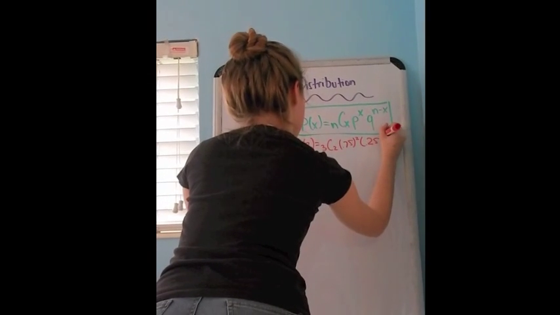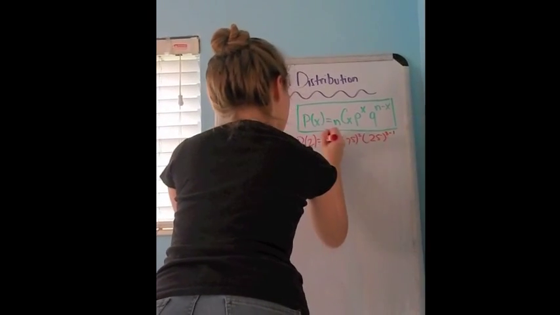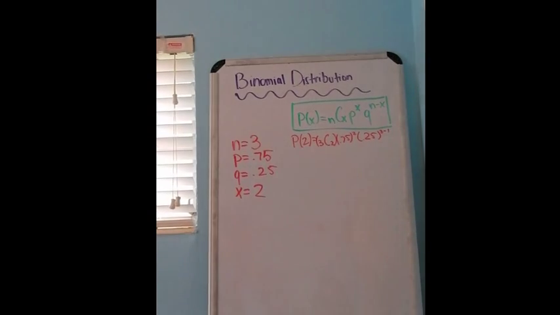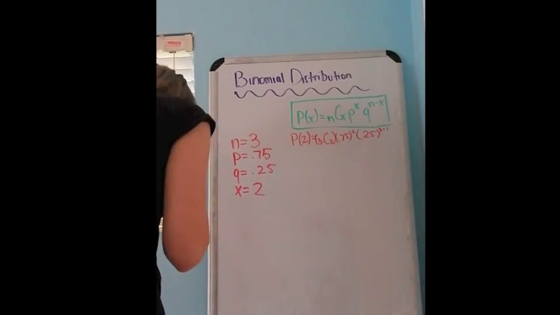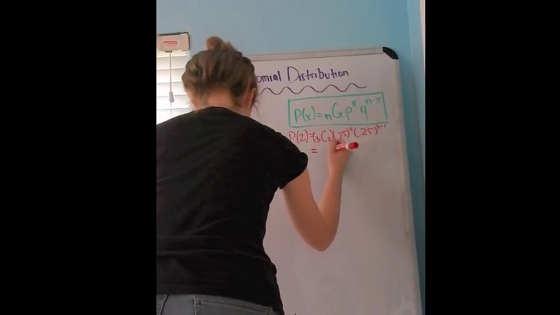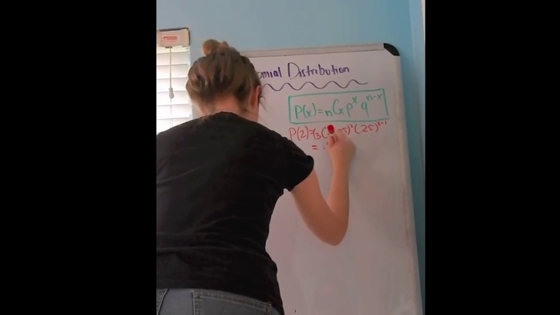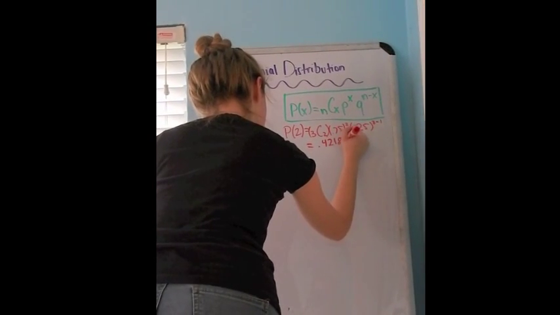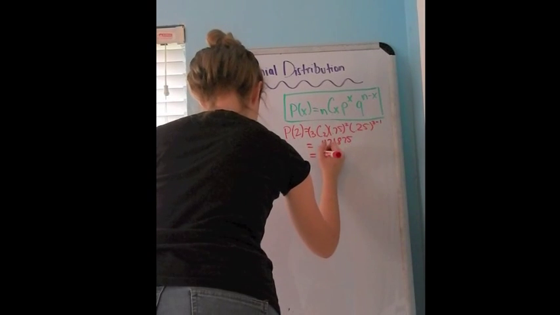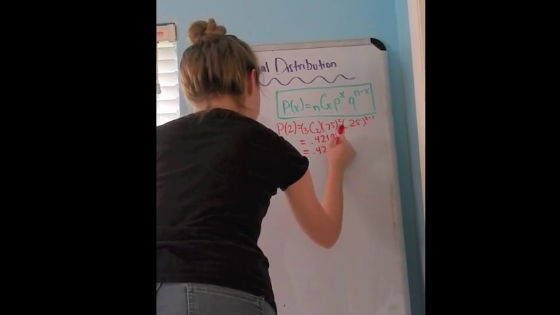So P of x equals 2 is 3 combination 2, 0.75 to the second power, 0.25 to the first power. After these calculations, we find that the probability of 2 students passing their driver's license test on their first try is equal to 0.422.